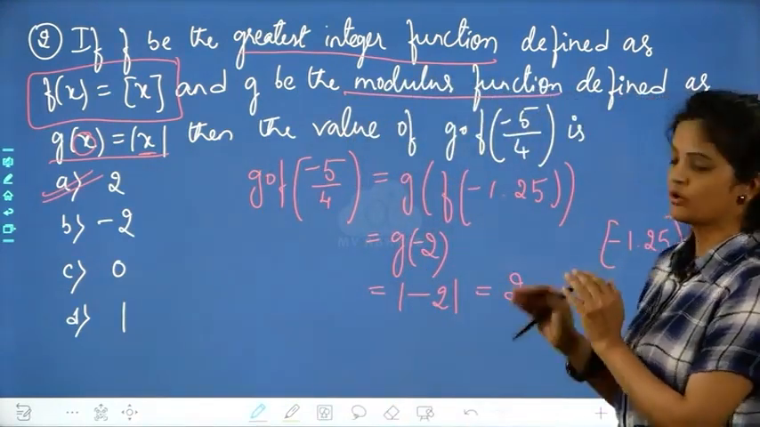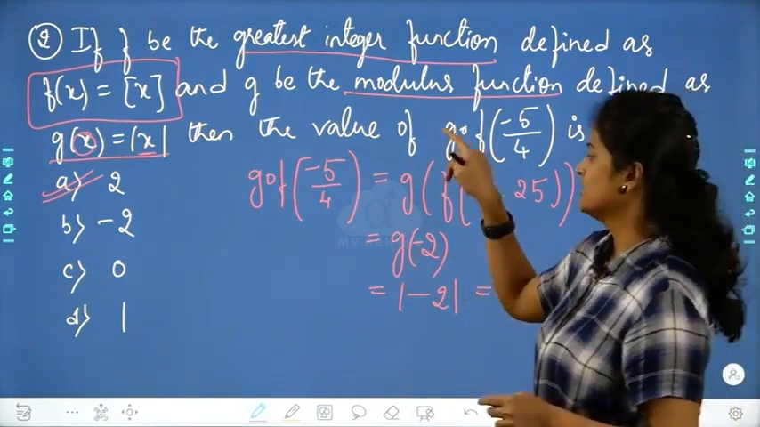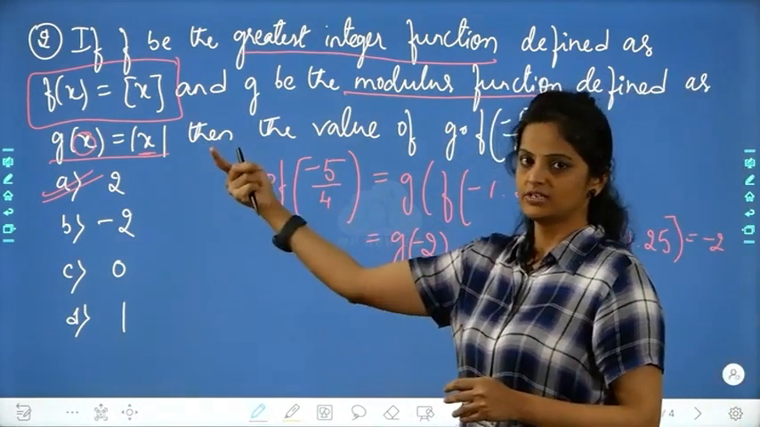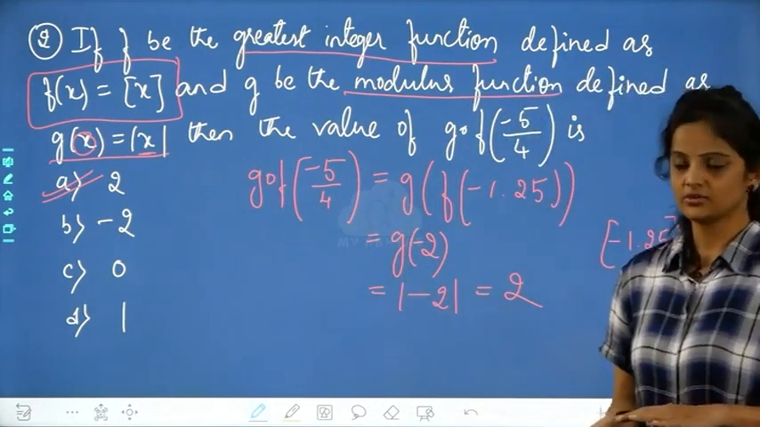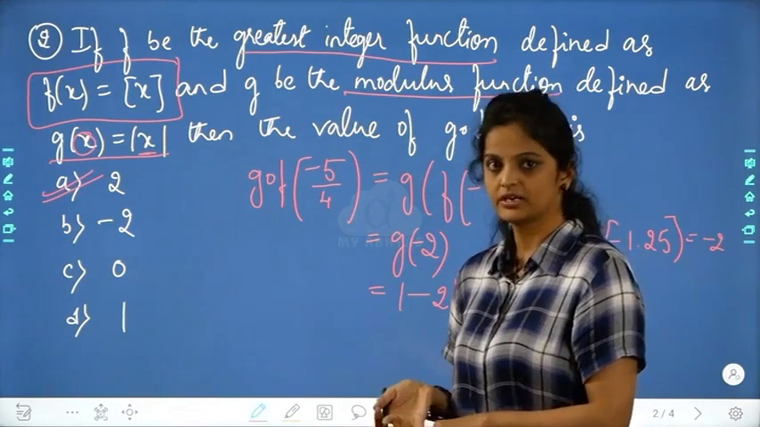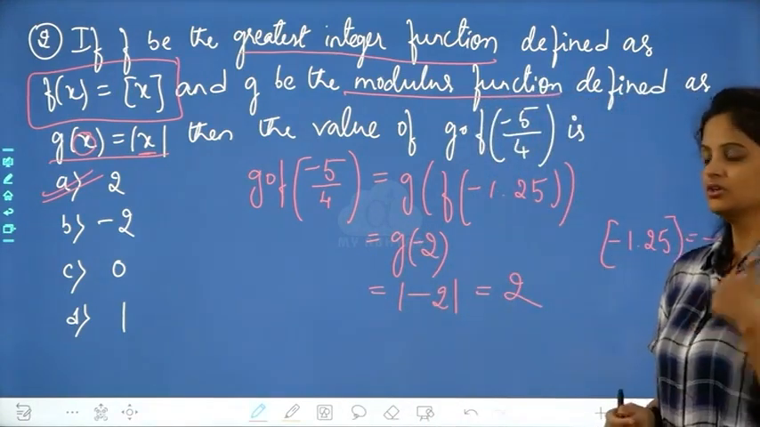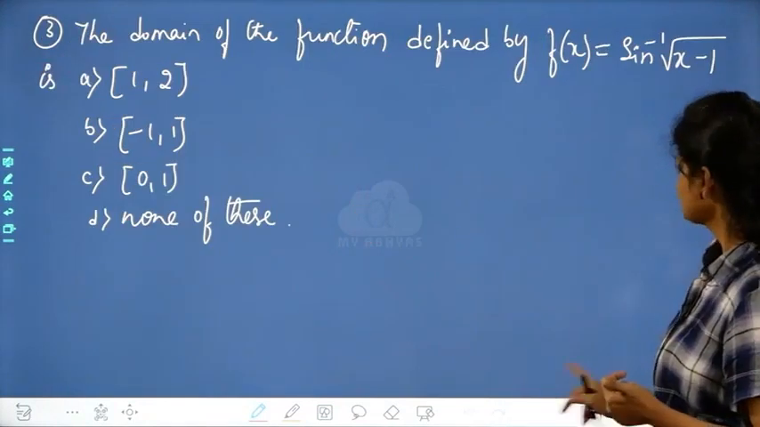So composition of function is there. One function is inside the other one. One is in greatest integer, the other one is mod. The other way also they can ask you. They can ask you f of g of x also for any particular value. The method will be the same. Understood? Okay. Next problem.